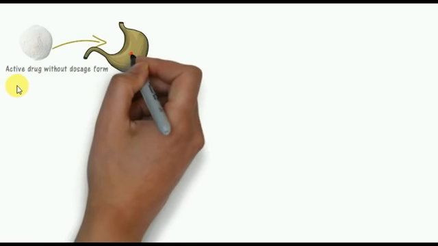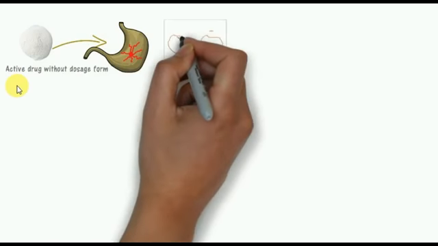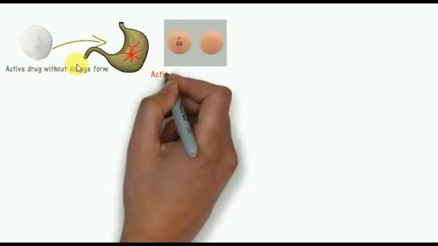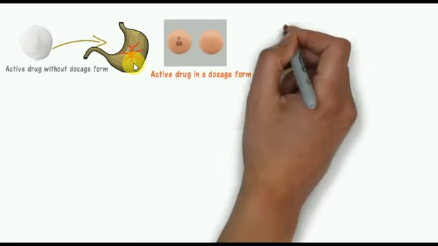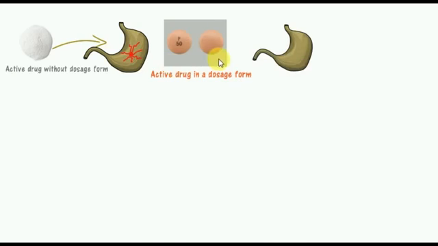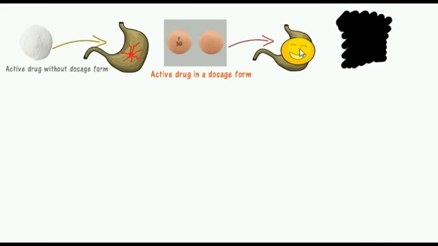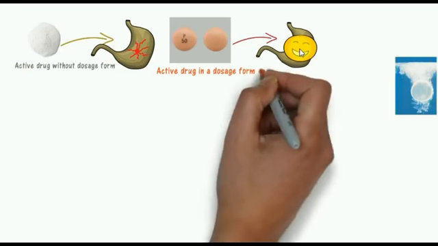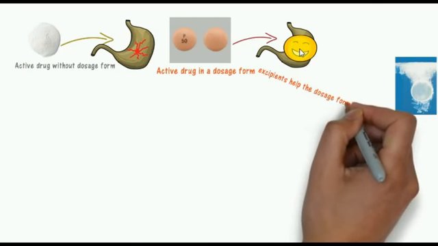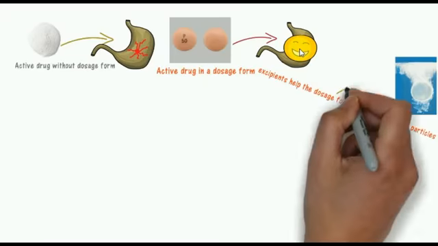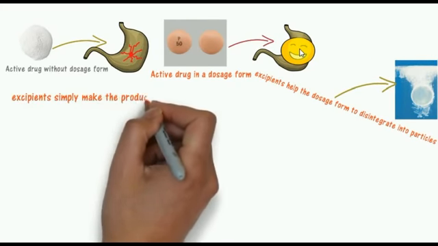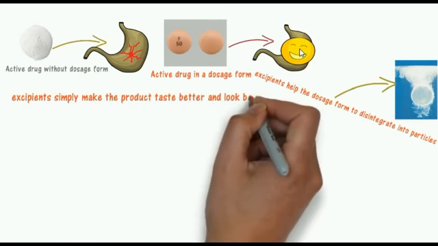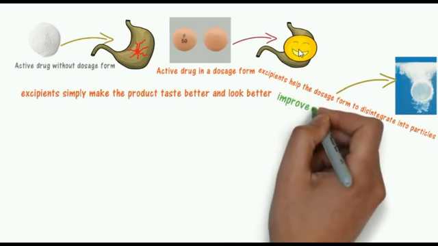There are some active pharmaceutical ingredients, for example diclofenac sodium, which if we take as such, will irritate our gastric mucosa and cause stomach problems. But if they are presented as an enteric-coated tablet, now the stomach is not affected by them. The excipient also helps the dosage form to disintegrate into smaller particles enough to reach the bloodstream. Excipients simply make a product taste better and look better. It is said by someone.